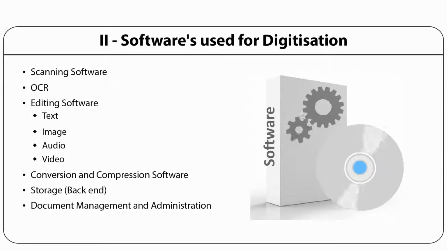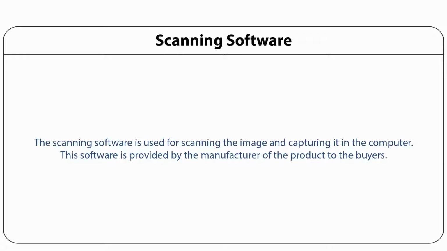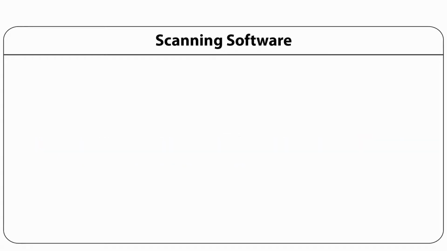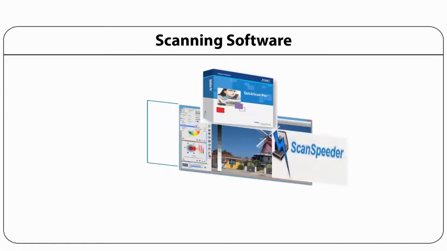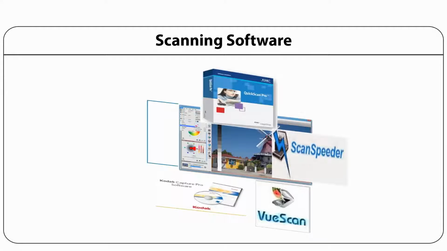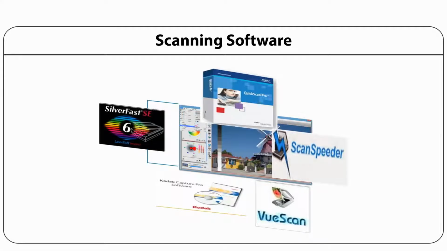The second part is software used for digitization. There are many various types of software used for digitization. The first one is scanning software. The scanning software is used for scanning the image and capturing it in the computer. This software is provided by the manufacturer of the product to the buyers. There are various types of scanning software available now. First one is Quick Scan Pro, second one is Scan Speeder, next one is View Scan, then Kodak Capture Pro software, Silver Fast SE, etc.